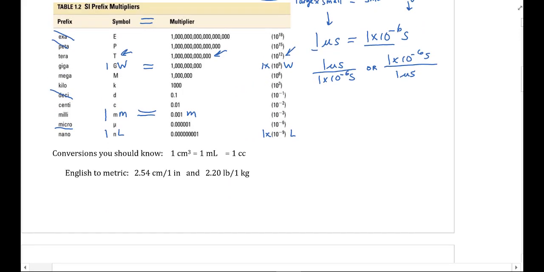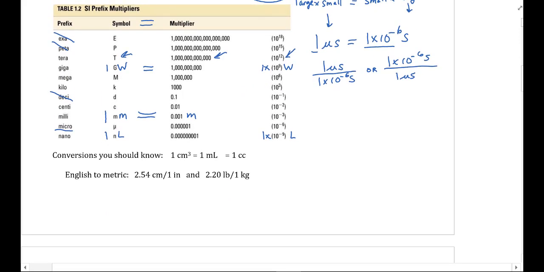A couple of conversions you should know for this class are that in terms of volume, 1 centimeter cubed is equal to 1 milliliter, and that's also equal to a cc. If you like to watch House or Grey's Anatomy or any of those other doctor shows, you'll often hear someone rush into the ER and say, give this person 2 cc's of some drug stat. Well, the cc is short for cubic centimeter.